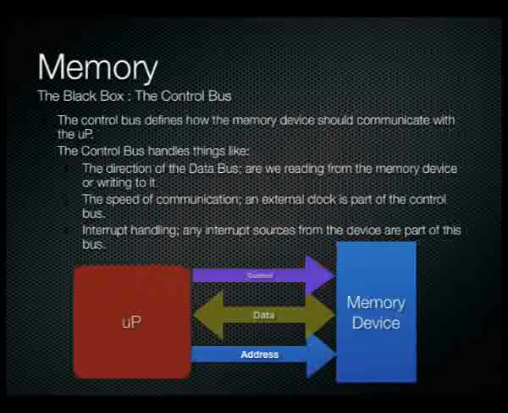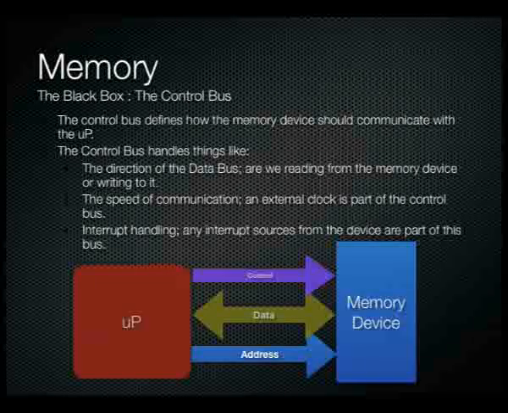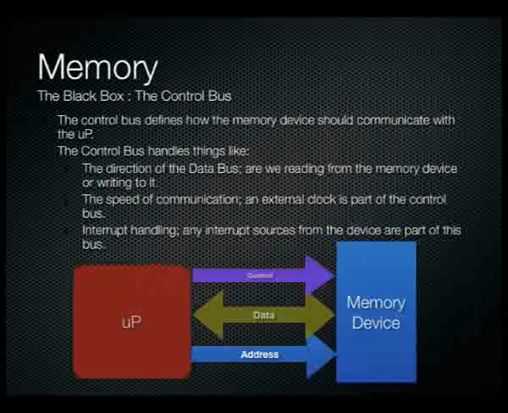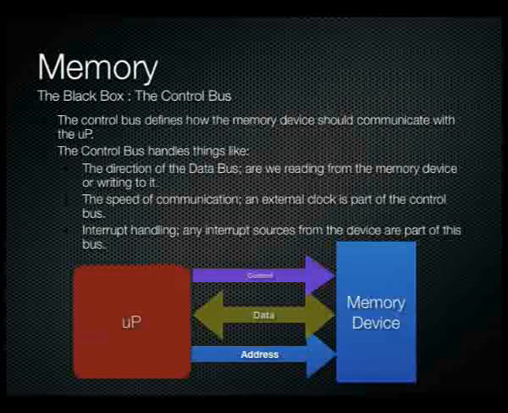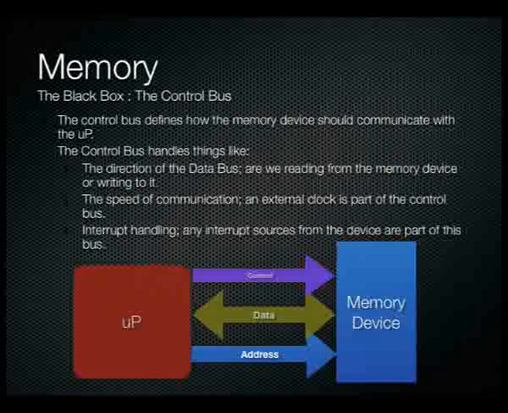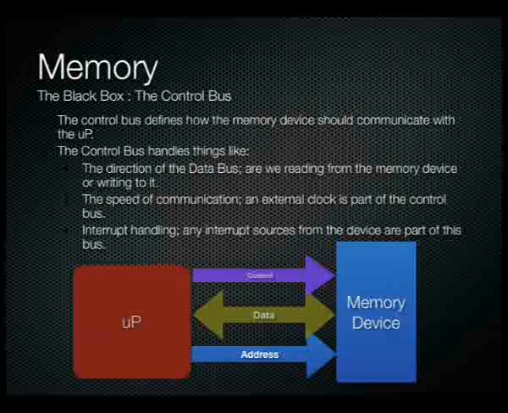We also have a mechanism of defining the speed of communication. So we have an external clock that the microprocessor provides to this memory device to be able to synchronize when things take place. Because a microprocessor is a synchronous device, the components that talk to the microprocessor also have to be synchronous devices and they all have to be synchronized. So the microprocessor will generally provide an external clock to the various components that connect to it, and therefore the microprocessor defines to that device the rate at which things happen.